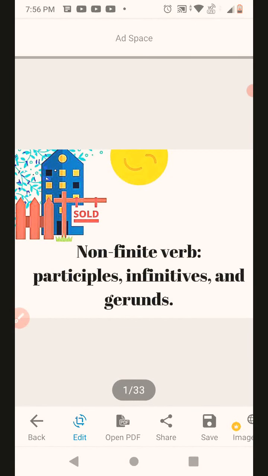Today we are going to learn non-finite verbs. Children, non-finite verbs are of three kinds: participles, infinitives, and gerunds.